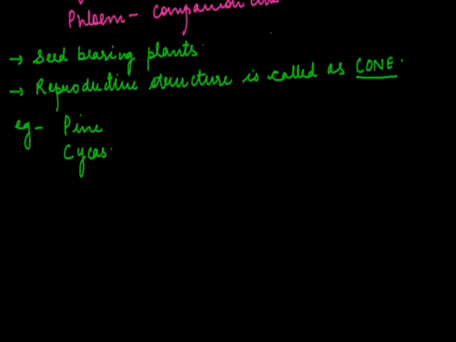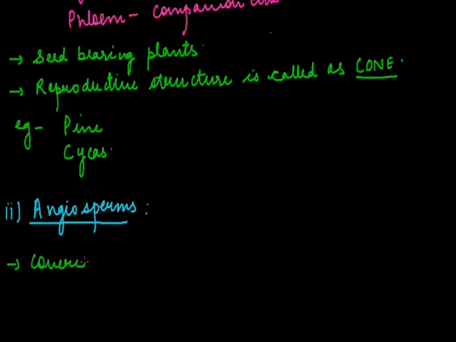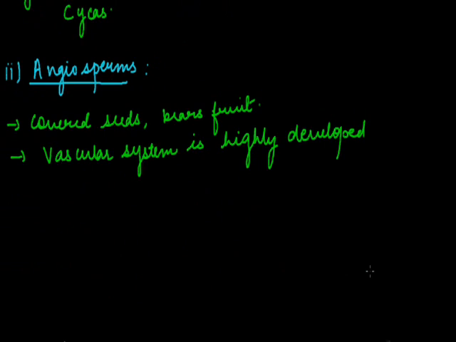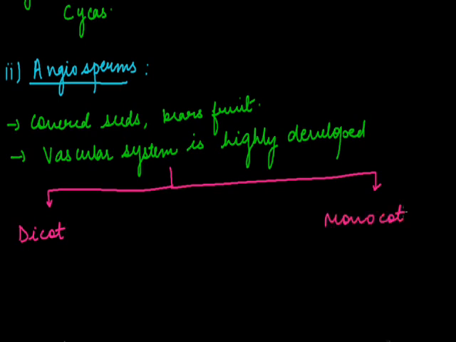Now, coming on to the second type of phanerogamous, that is the angiosperms. These angiosperms have covered seeds. That means it bears fruit. The vascular system is highly developed. The angiosperms are divided into two broad categories, the dicotyledons and the monocotyledons.